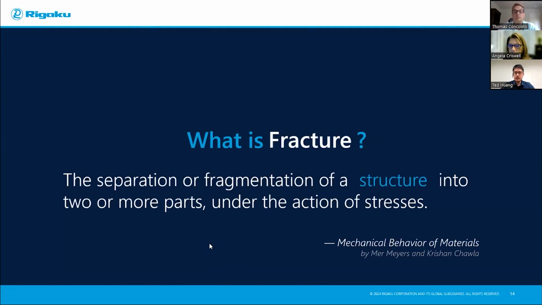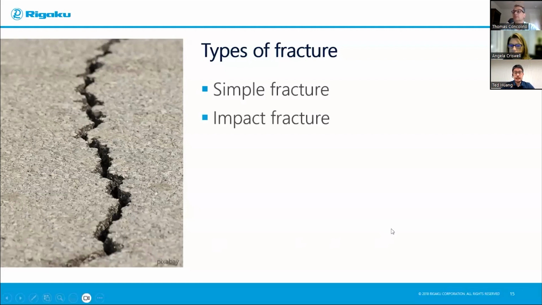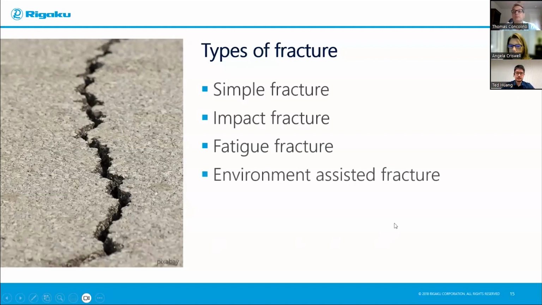Now, knowing fracture is so important, we should definitely take a closer look at what fracture is. What types of fracture are there? Well, there are several types. The first one is simple fracture. The second one is impact fracture. Third one being fatigue fracture. And lastly, environment-assisted fracture. Let's look at the simple fracture first.